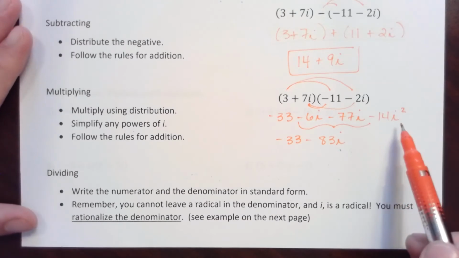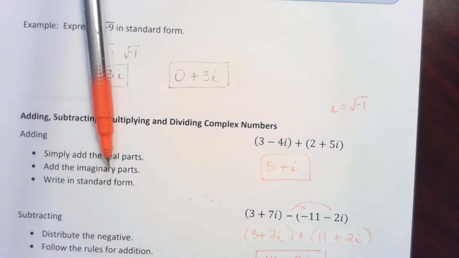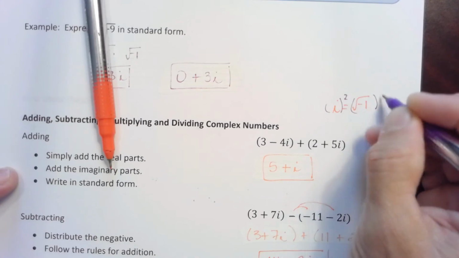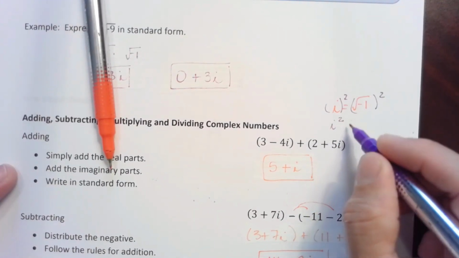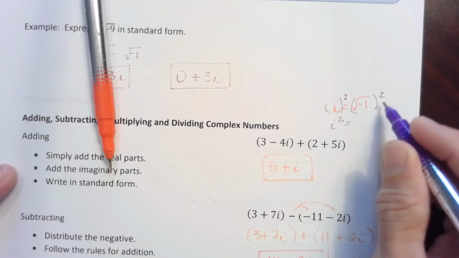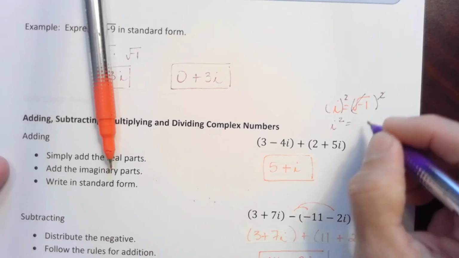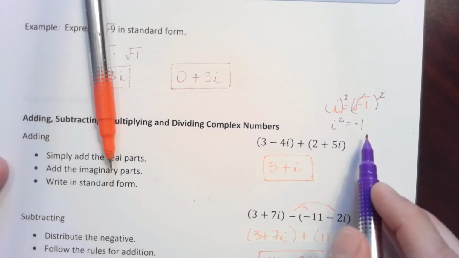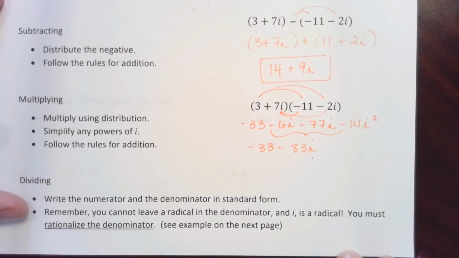Now we have this i squared over here. Let's think about that for just a second. So i squared would be the square root of -1 all squared. Well, when you square a square root, they cancel each other out. So i squared is just -1. Ooh, that was a little bit deep, wasn't it? So i squared is -1.